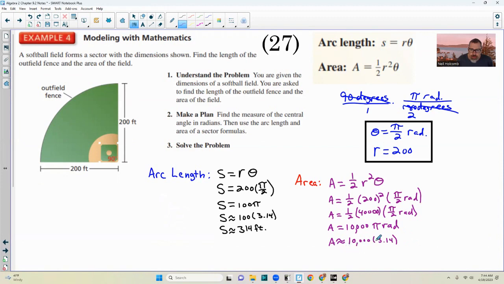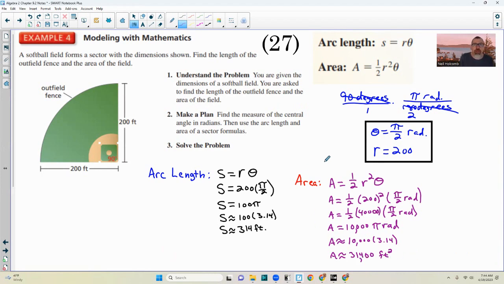Multiplying by 10,000 moves the decimal 1, 2, 3, 4 places. So the area is approximately 31,400 feet squared. And the book shows 31,416. They just took pi out that many decimal places; 3.14159 rounds to 16. So they have 31,416 square feet. I just rounded it sooner. And that's how you do this.